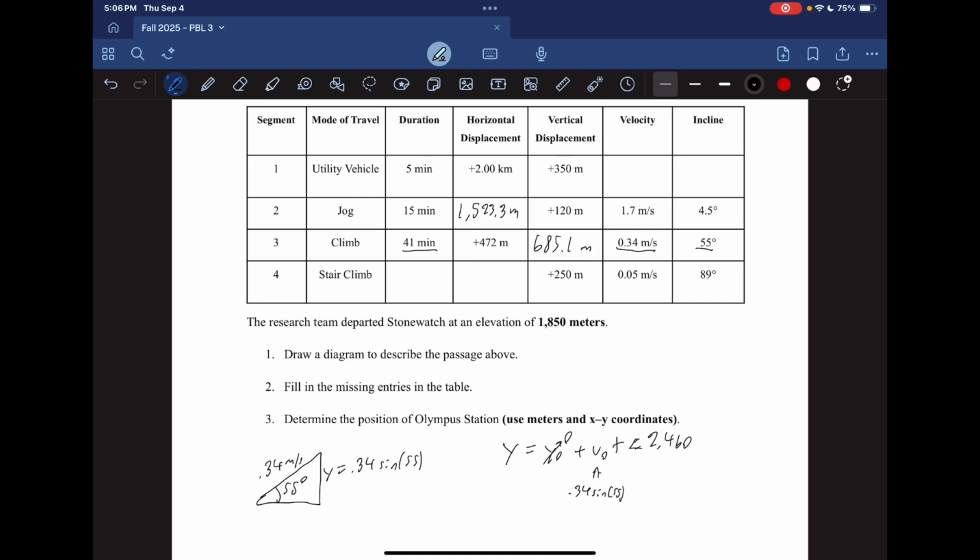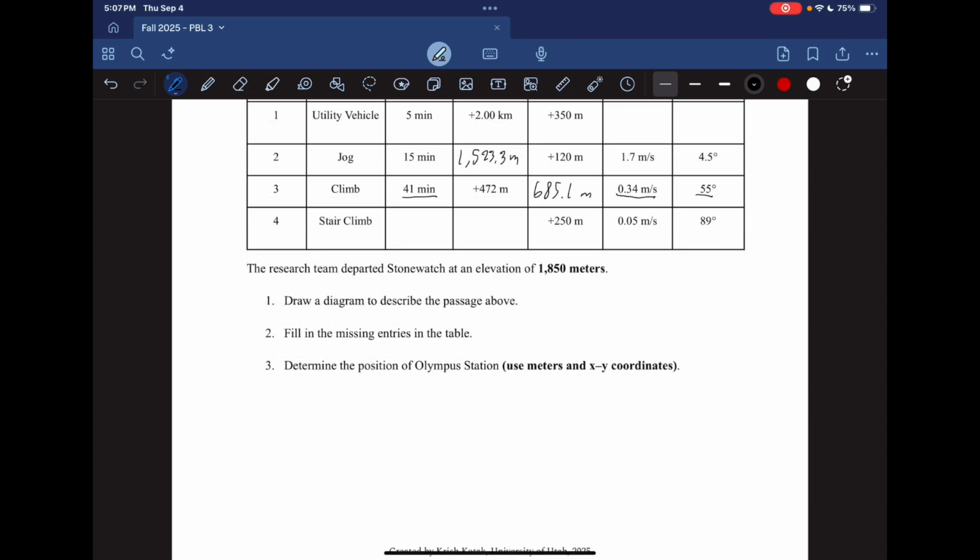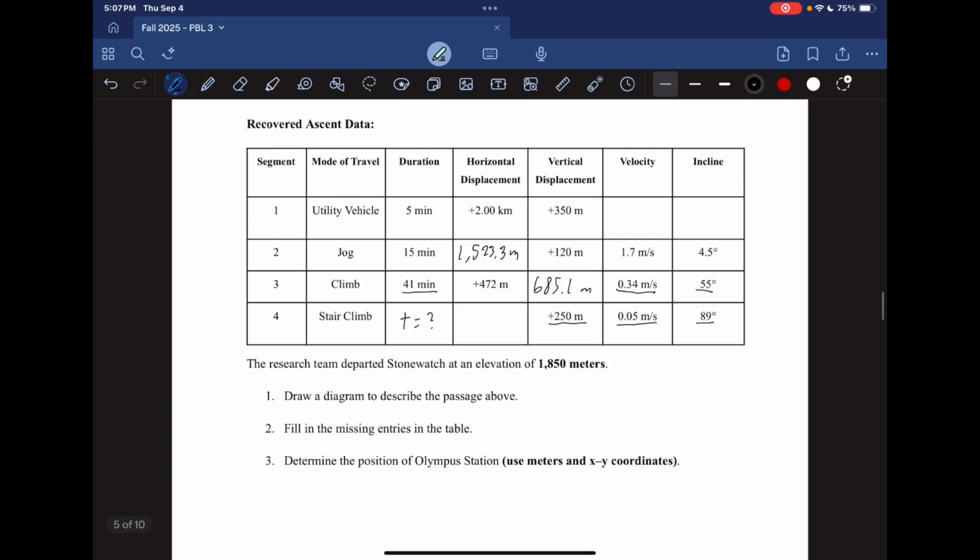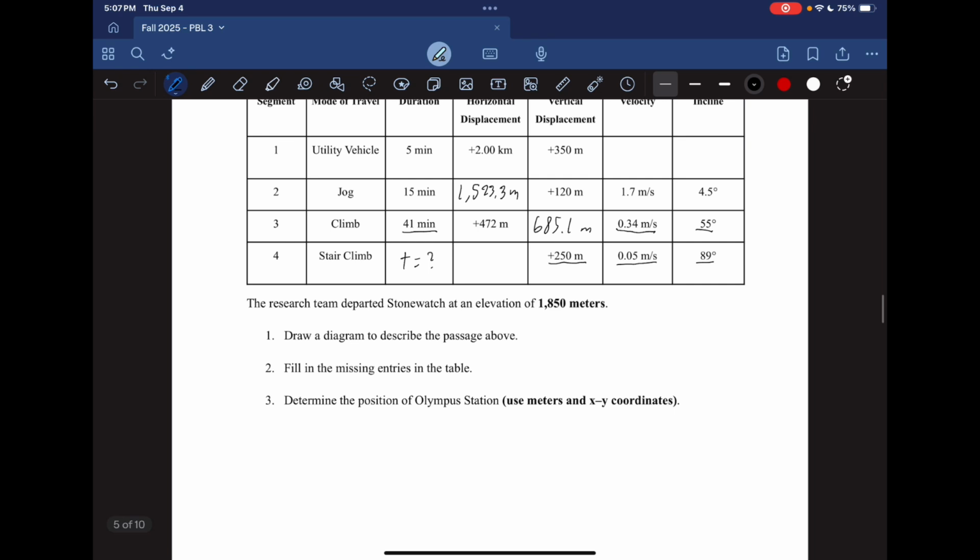685.1 meters. For this last segment, segment 4, we have to employ a slightly different method because we do not know time. So we do know the velocity, the direction of the velocity, and we know the distance traveled in the y direction, or our vertical displacement.